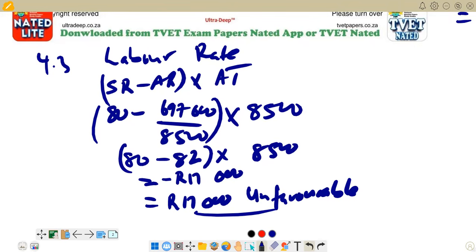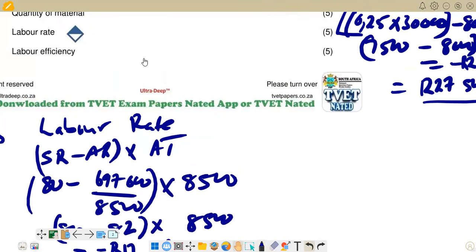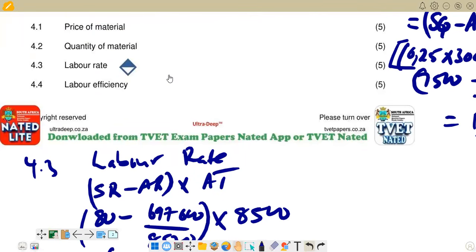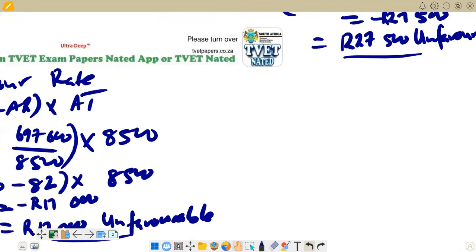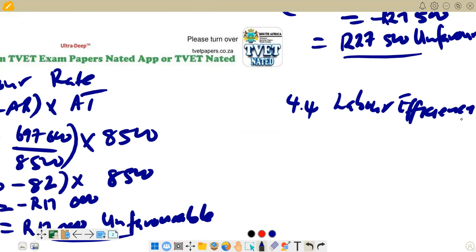So the next that we have is 4.4. Let's see what we have on 4.4. If you come here in the question, our 4.4 is labor efficiency. So obviously, we are going to start with the formula for labor efficiency. The formula for labor efficiency, we are going to say standard time, and we subtract actual time, and then we multiply by standard rate. So this is what we have.